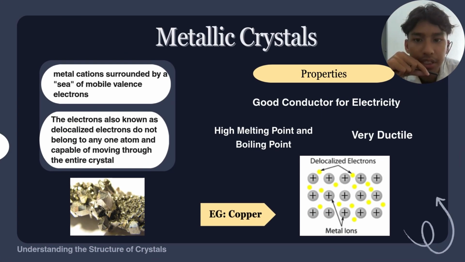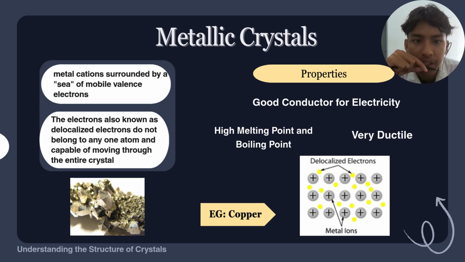Then we have metallic crystals. Metallic crystal is a metal cation surrounded by a sea of mobile valence electrons. These electrons are also known as delocalized electrons, do not belong to any one atom and are capable of moving through the entire crystal. The properties of metallic crystal is it is a good conductor of electricity, has high melting point and boiling point, and is very ductile.